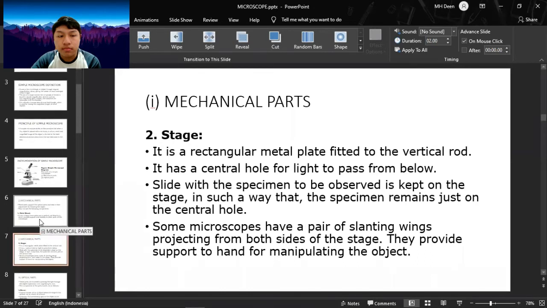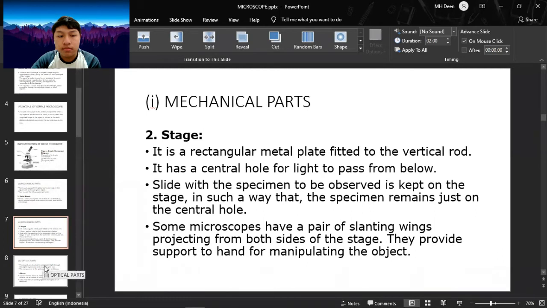Two, stage. It is a rectangular metal plate fit to the vertical rod. It has a central hole for light to pass from below. The slide with the specimen to be observed is kept on the stage in such a way that the specimen remains just on the central hole. Some microscopes have a pair of slanting wings projecting from both sides of the stage. They provide support to the hand for manipulating the object.